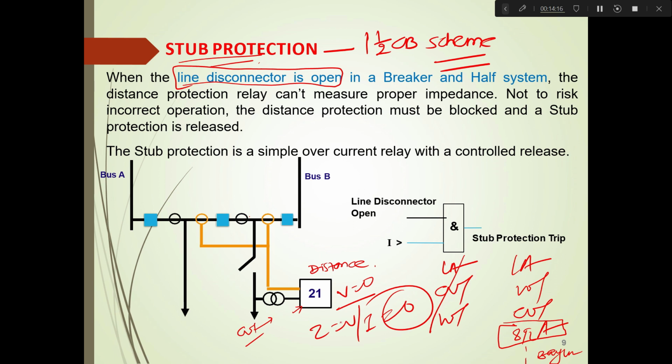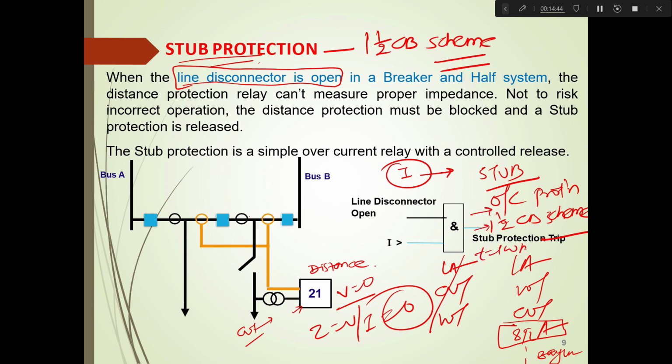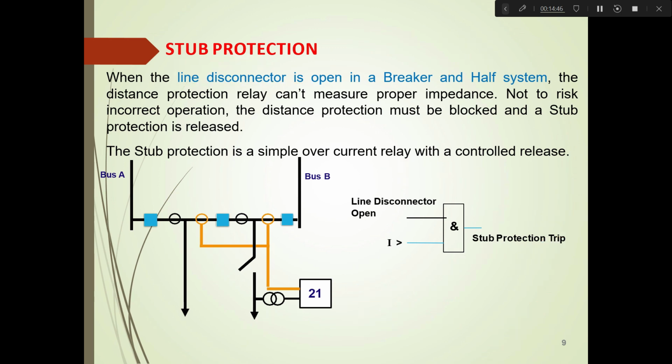In that condition, whenever our voltage is 0, we have to enable one additional function which depends only on the current magnitude, and that's why stub is also a current or overcurrent based protection which is applicable in 1.5 CB scheme only. It is overcurrent based protection. It is time delayed, so it is 100 millisecond time delayed protection.